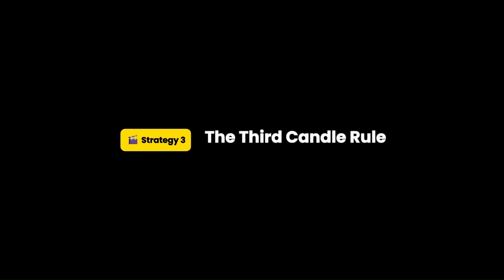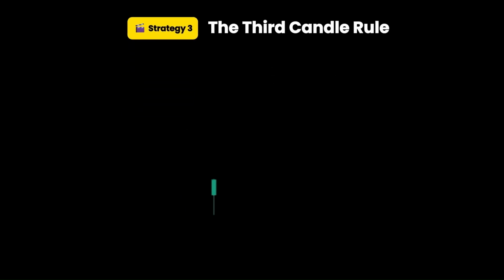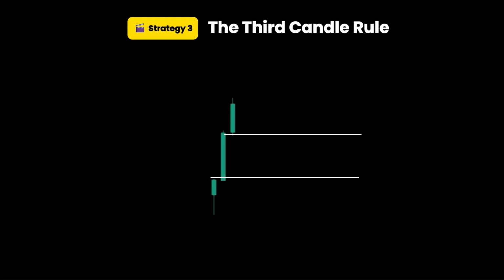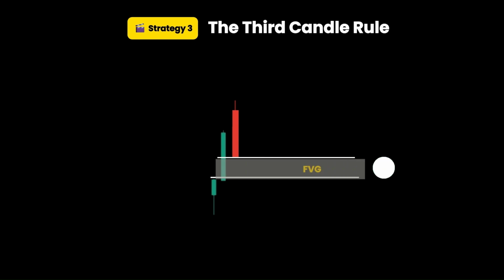All right, let's move on to strategy 3, the third candle rule. Let's say we have an FVG forming here. The strength of this FVG actually depends on how the third candle forms. Here's the key. If the third candle is a big dark red candle that eats up more than 60% of the FVG, there's a high chance that this FVG will fail because it signals a weak FVG.